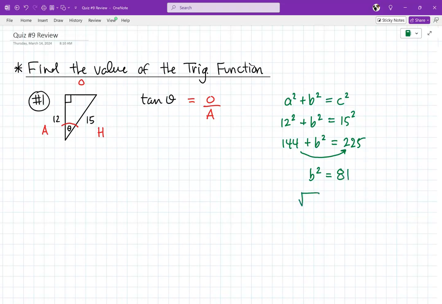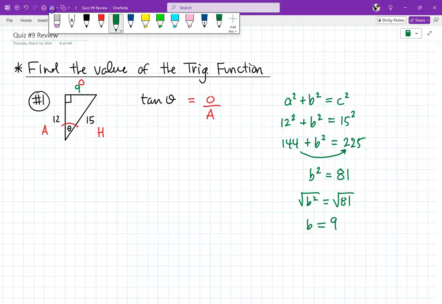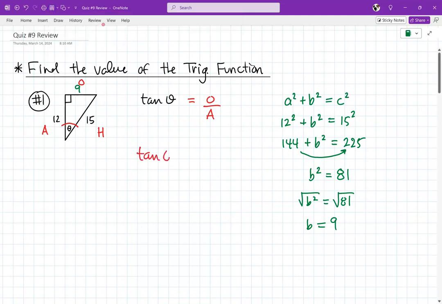So if I take the square root of both sides, I get that b is equal to 9. Oops, I put the letter b there, sorry. The opposite side is 9. So now I can put my fraction there, okay? That means that tangent of theta is opposite, which is 9, over adjacent, which is 12. Now, if you can reduce, please reduce. So I can reduce this by 3, right? 3 goes into 9 3 times, and 3 goes into 12 4 times. So this answer, tangent of theta, is 3 over 4.